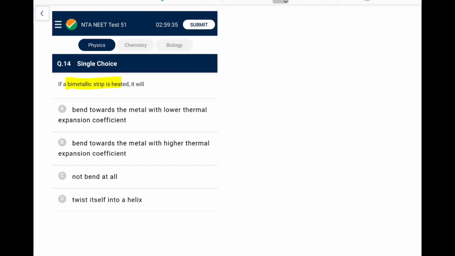If a bimetallic strip is heated, if you just remember, let me tell you something like this. If this is a bimetallic strip, let's say this is alpha 1, this is alpha 2, and if I say alpha 1 is lesser than alpha 2, so if I heat it, alpha 1 will expand less, so it would be on the inner side, and alpha 2 will expand more, so it will be on the outer side.